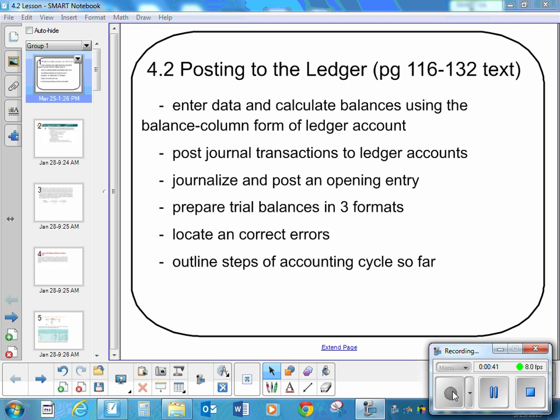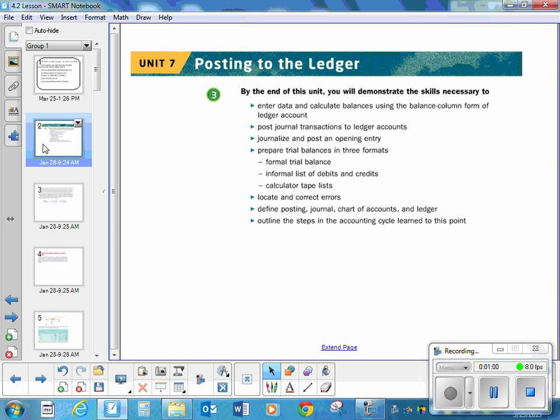We're also going to review trial balances in 3 different formats, and we're going to look at how we can find errors, because this is the spot where errors happen quite often. Then we're going to stop and look at where we've come from the very beginning to where we are now, in the format of an accounting cycle.